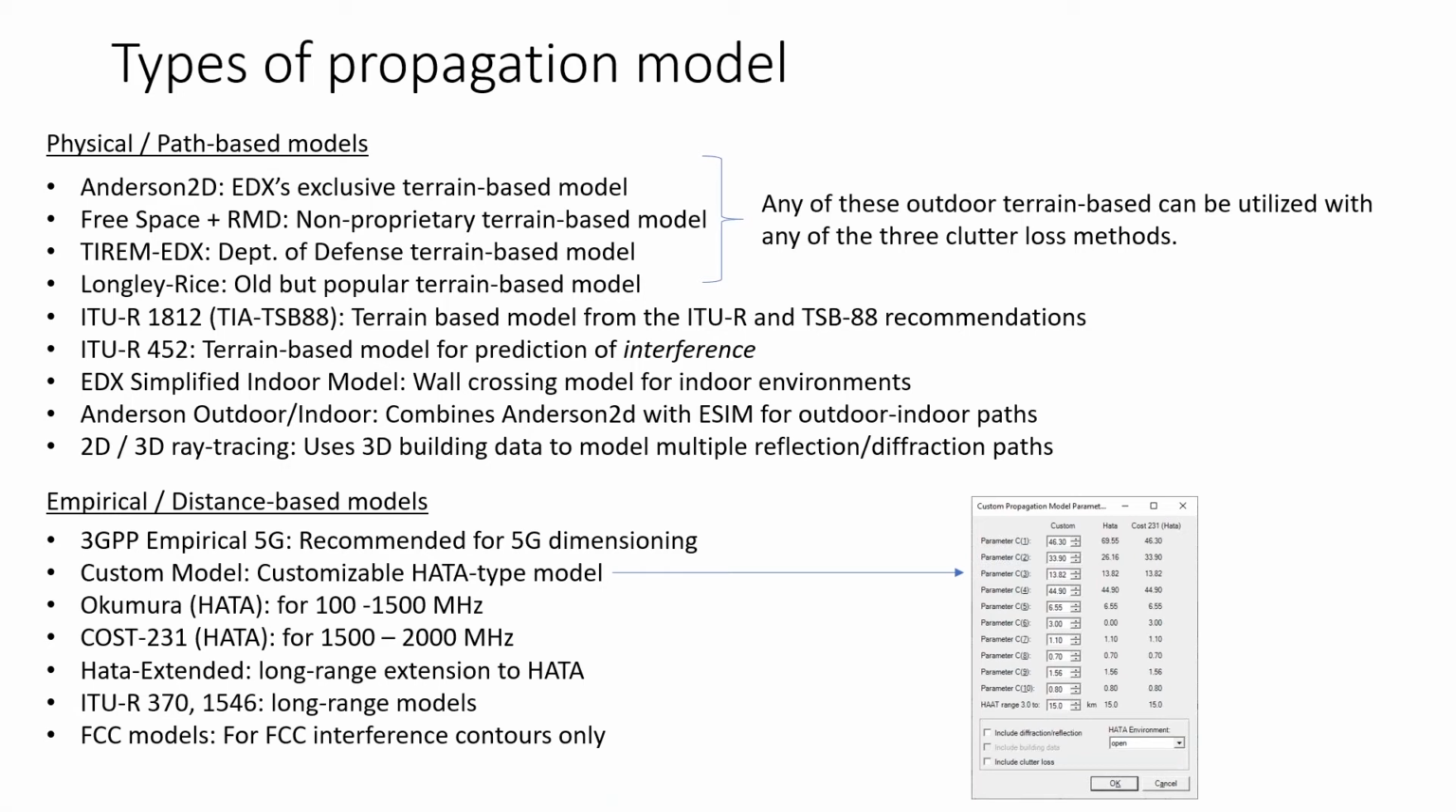and it can be adjusted easily. Most of them have some adjustment factor to say, oh, I'm in suburban now, so reduce the amount of loss I get, or I'm in urban, so increase the amount of loss I get.